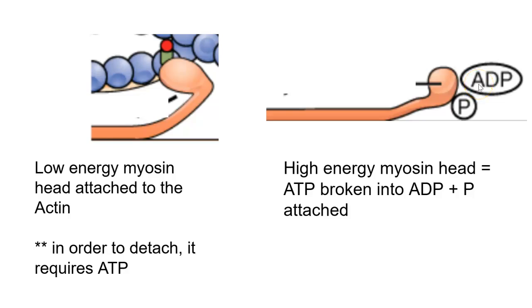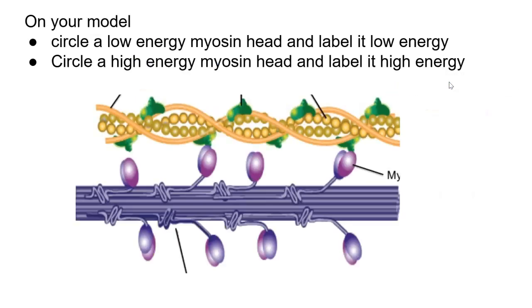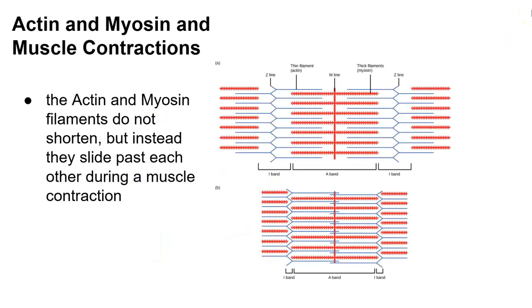ADP is adenosine diphosphate. And we're used to ATP, which is adenosine triphosphate. That third phosphate is right here. It just puts us in a high energy state when it's broken down like that. Okay, so we've circled these on our models already before.